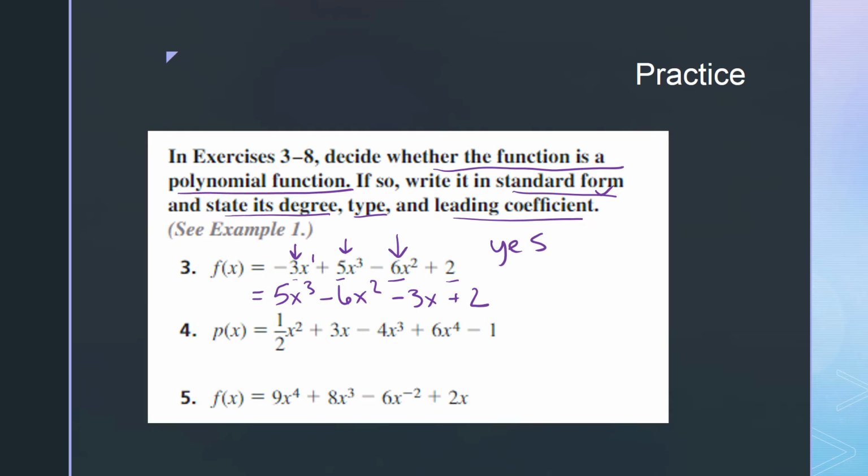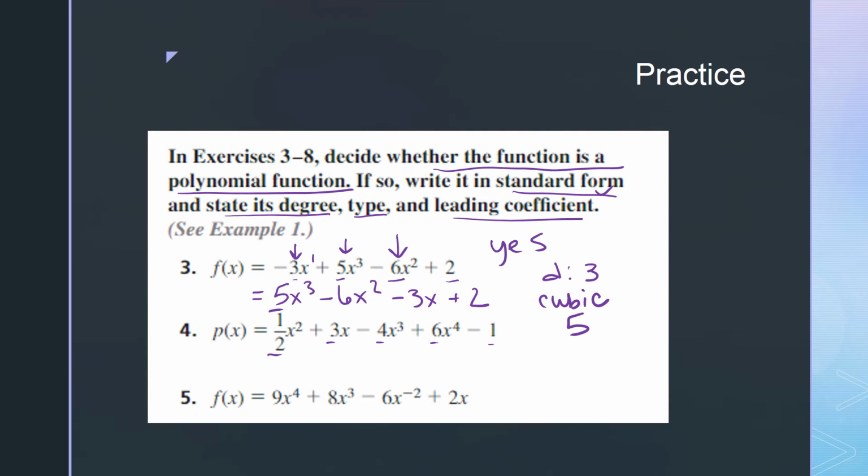Its degree then, since I can look at it easily and see it, is going to be 3. Its type is going to be a cubic. And the leading coefficient is 5. The leading coefficient is the coefficient that goes with your largest term.